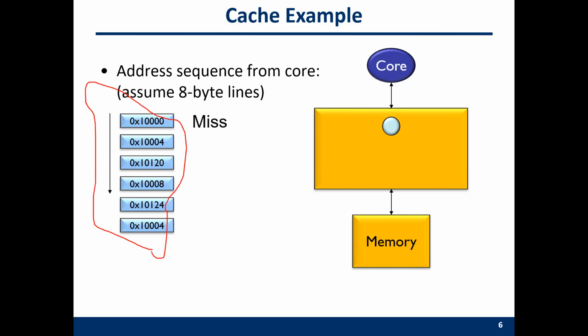When we access the first line, of course it's a miss because we have an empty cache. It has nothing in it, so you cannot find that. When we try to access the second address, if we have a miss, then we need to fetch that block from the memory and fill it into the cache. And then we can try to access the second address.